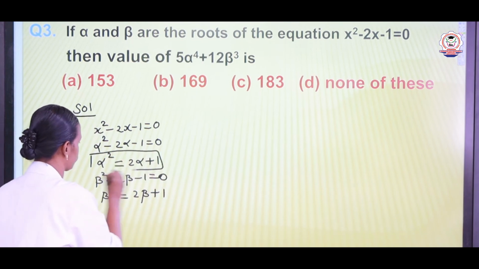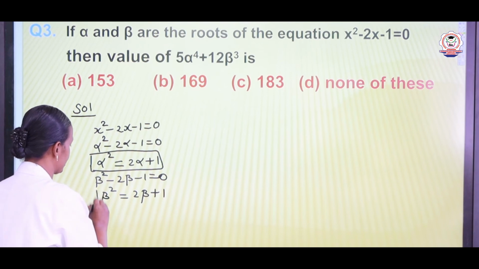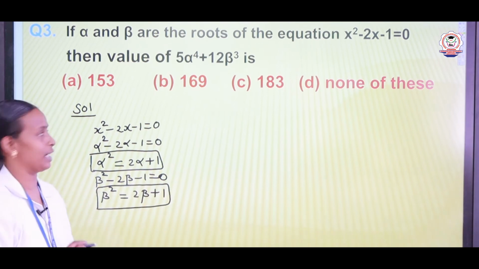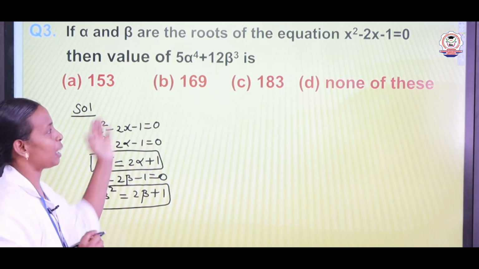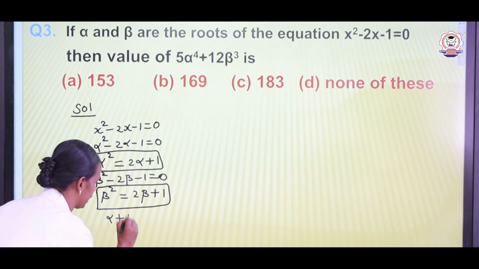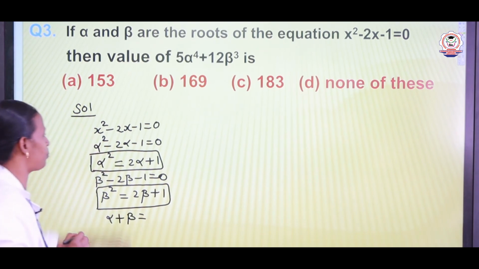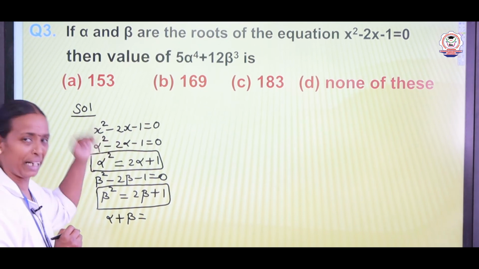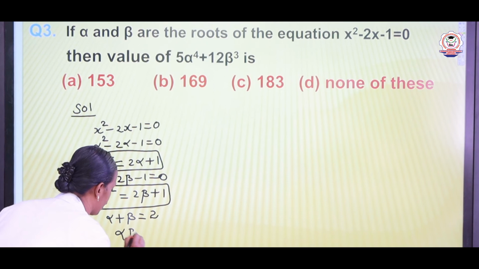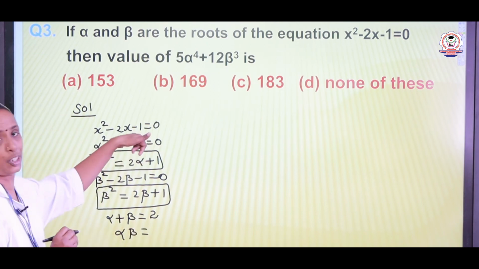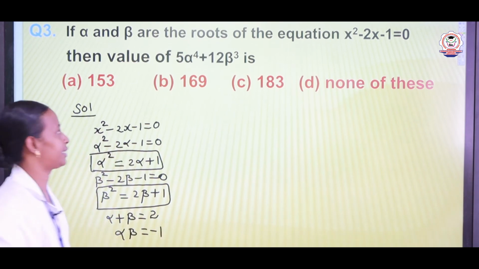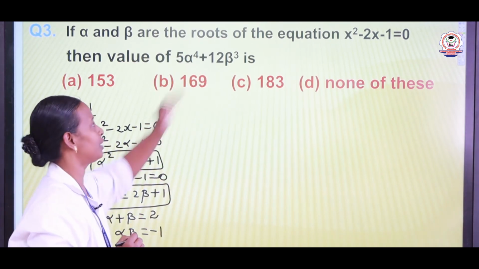Alpha square value is 2 alpha plus 1. In a similar manner, beta square value is nothing but 2 beta plus 1. Yes, we know very well sum of the roots equal to minus b by a. So, alpha plus beta equal to, what is your b value here? Minus 2. Minus b by a means simply 2. Product of the roots is nothing but c by a. What is your c value? Minus 1. Minus 1 by 1, simply minus 1. Now we are going to find the value of this one.